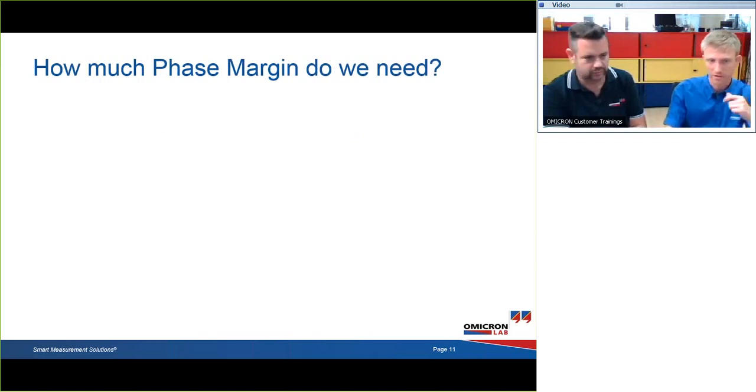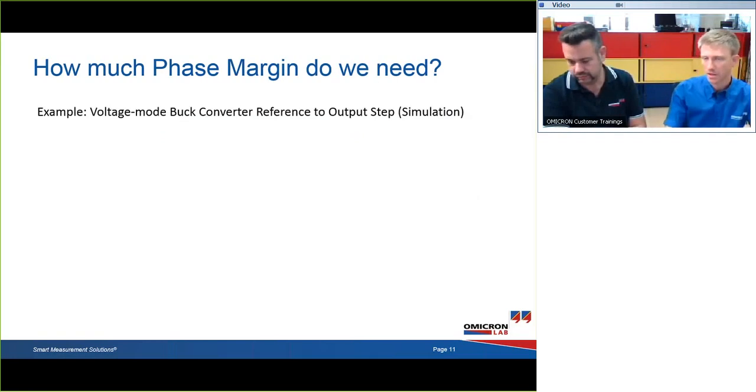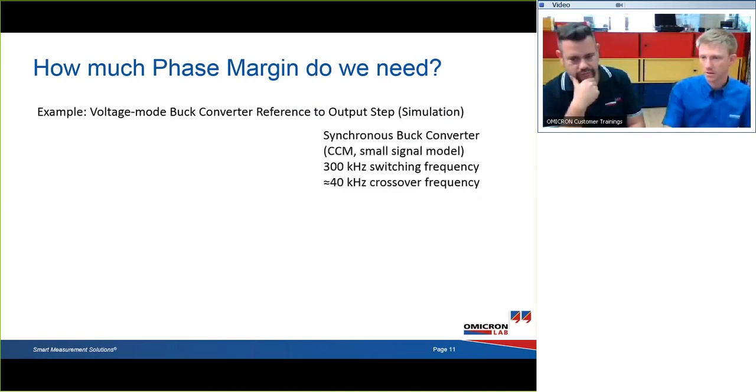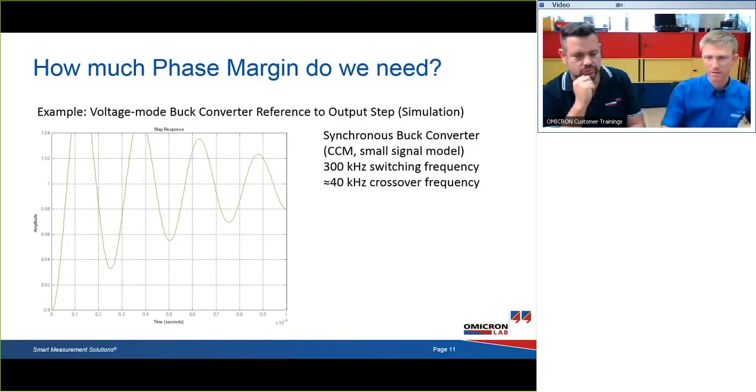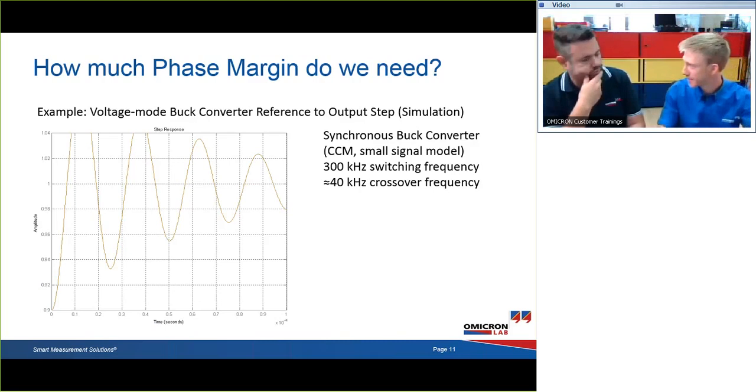By designing the compensator, you can choose how much phase margin you will end up with. And we have done a very simple small signal simulation on a synchronous buck converter with 300 kilohertz switching frequency and 40 kilohertz crossover frequency, and it's actually voltage mode controlled. And the step response, the first one, we tuned it, and it looks like that. So a lot of ringing. I hope you can see it on the presentation.